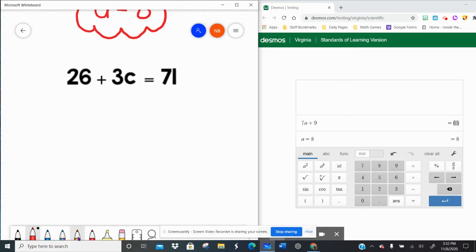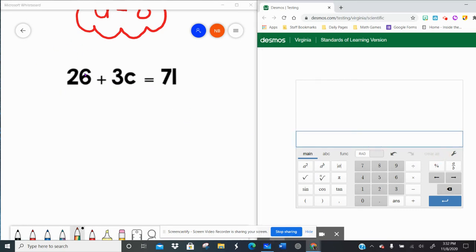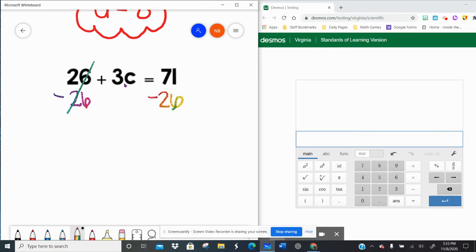All right, here we go. Let's try this next one. Let's try 26 plus 3c equals 71. Again, we're going to start with the number that's on the side with the variable, but not the one that's tied to the variable. So I'm going to get rid of 26. It doesn't have a positive sign out here, but I know it's positive because there's no negative sign. So in order to get rid of positive 26, I'm going to subtract 26 from both sides. 71 minus 26 is 45, so my 3c equals 45.